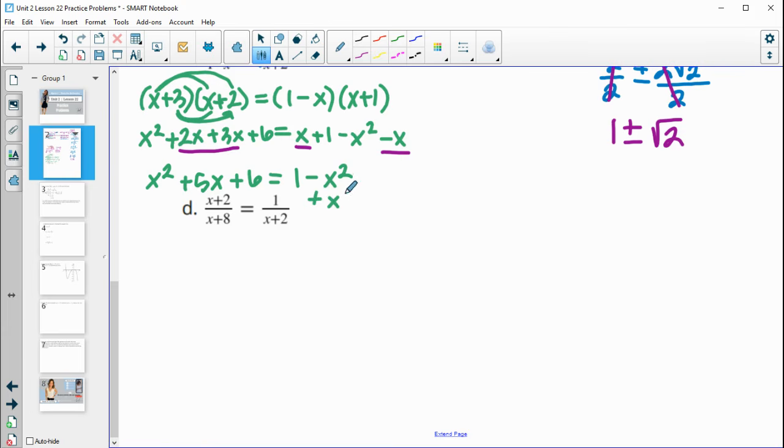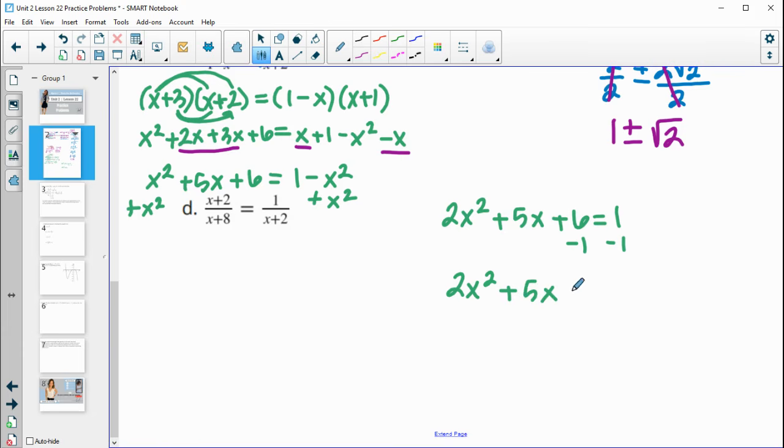So I'm going to add x squared to both sides. And I'm just going to write it over here. So now I get 2x squared plus 5x plus 6 equals 1. So now we're going to subtract 1 from both sides, and we get 2x squared plus 5x plus 7 equals 0. Oh, sorry, plus 5. 6 minus 1, not 6 plus 1. So 6 minus 1 is 5.